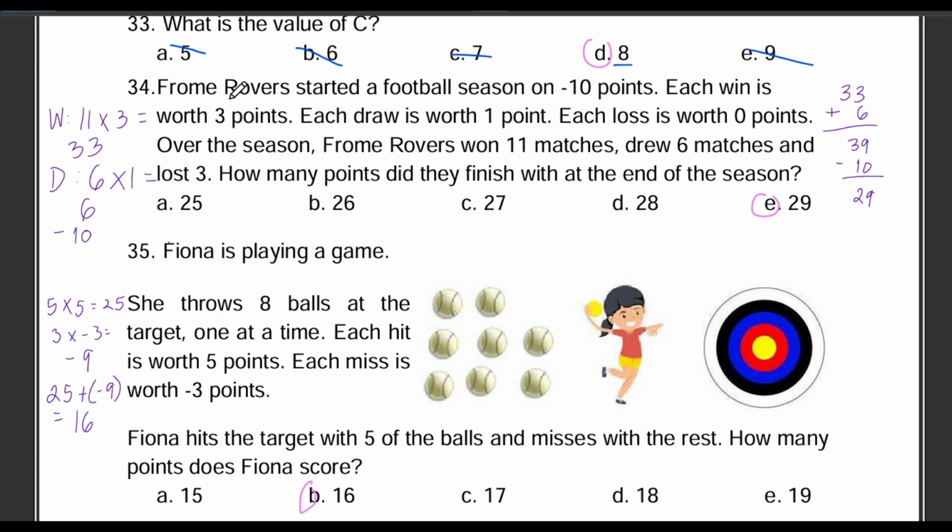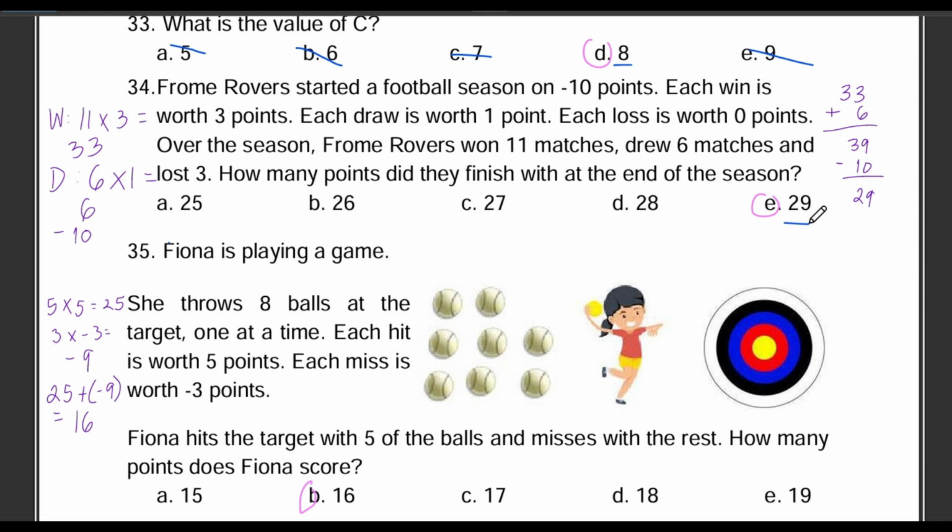Frome Rovers started a football season on minus 10 points. Each win is worth 3 points, each draw is worth 1 point, and each loss is 0 points. Over the season, Frome Rovers won 11 matches, drew 6 matches, and lost 3. How many points did they finish with at the end of the season? Our options are A, 25, B, 26, C, 27, D, 28, or E, 29. The correct answer is E, 29.